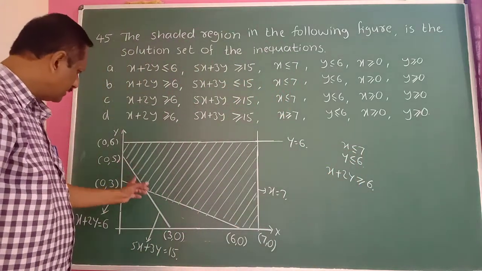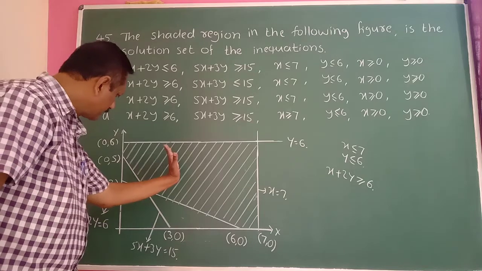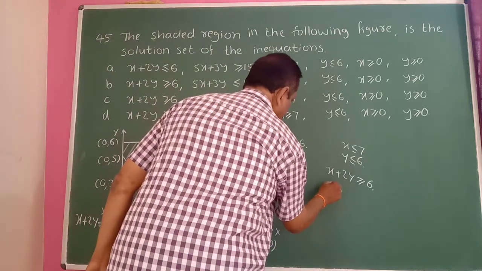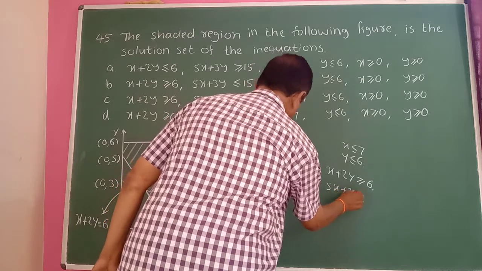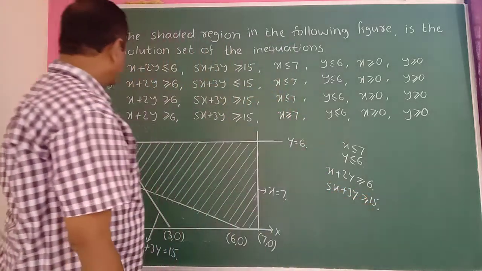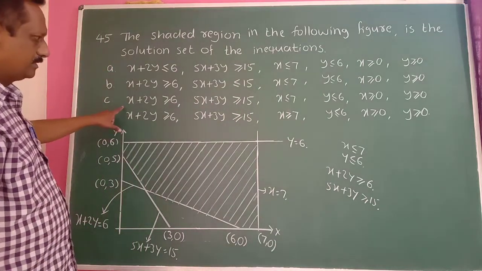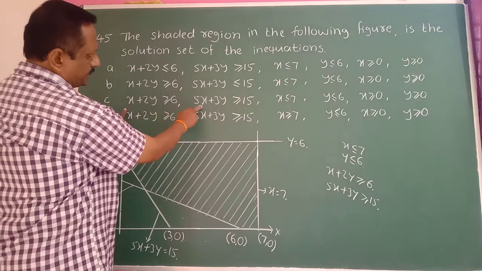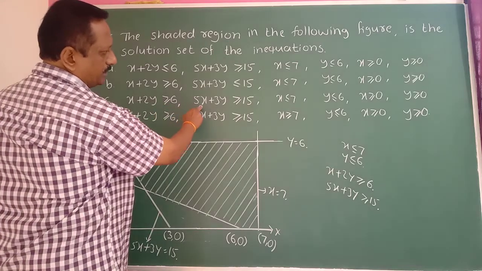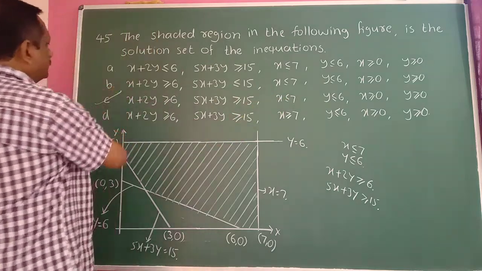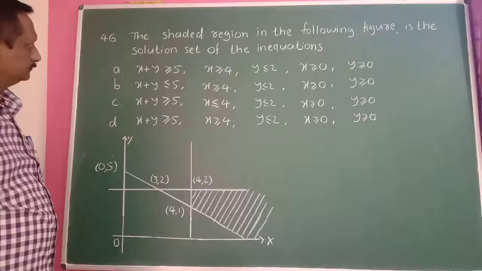Even here, the line shading is above, so 5x plus 3y is greater than or equal to 15. Then observe: x plus 2y greater than or equal to 6, 5x plus 3y greater than or equal to 15, x less than or equal to 7, y less than or equal to 6. So C is the correct option here.